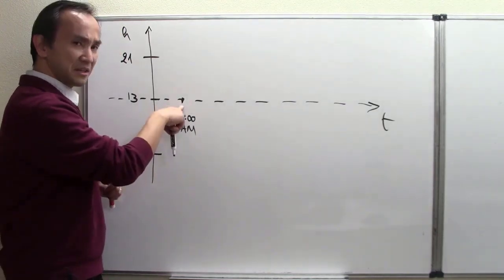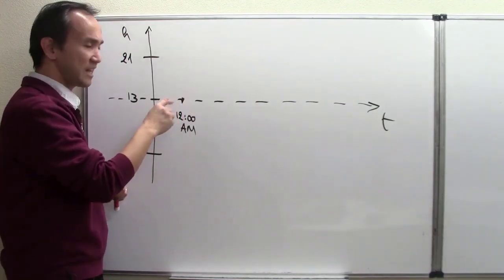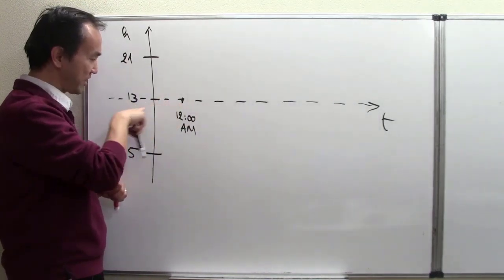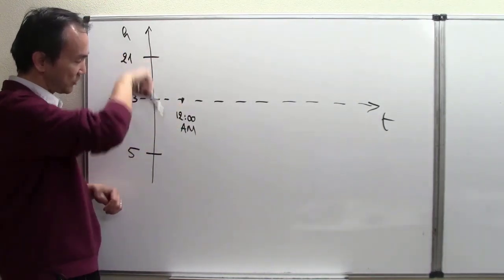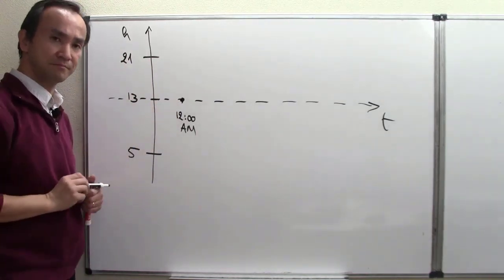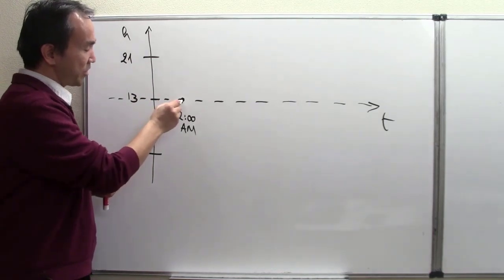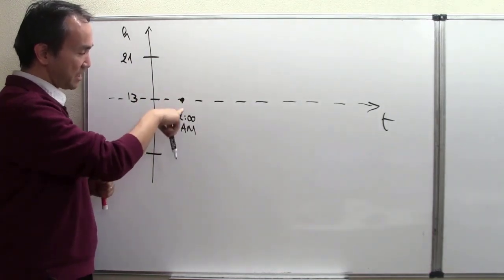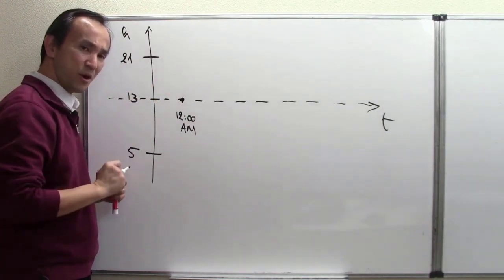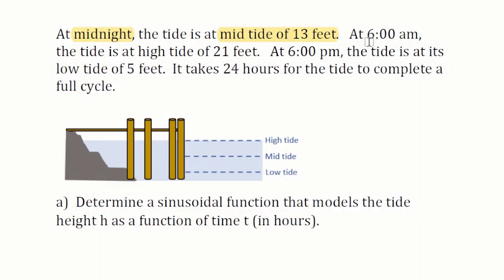So at midnight, the tide is at mid-tide. So I put that point right on spot right here when the height is 13. I put it right here. Okay. So I have a point right here. That point now is going to be at midnight, right, being a 13. Okay. Now let's put in my next point of data at 6 a.m.